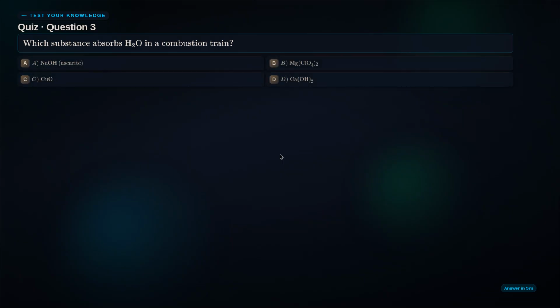Quiz question 3. Which substance is used to absorb water in a combustion train? Option A, NaOH or ascarite. Option B, magnesium perchlorate. Option C, copper oxide. Option D, calcium hydroxide. Take a moment to think.